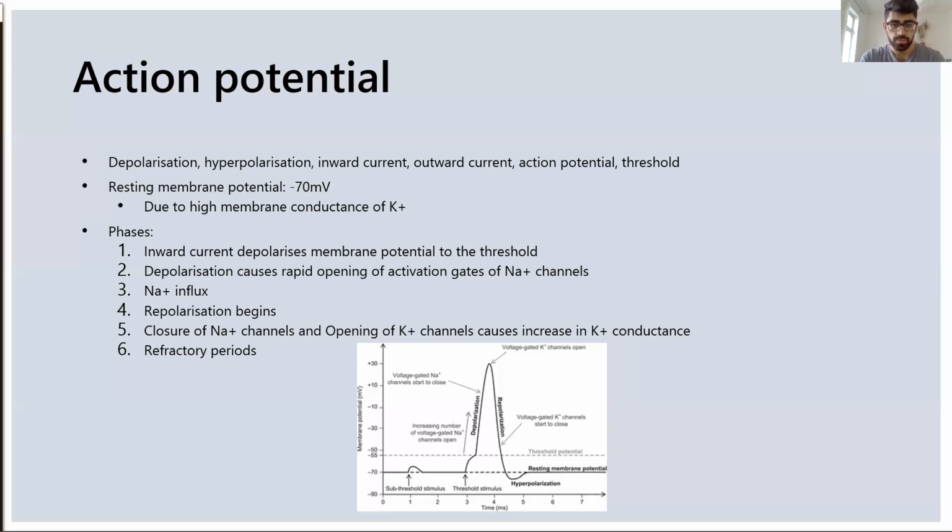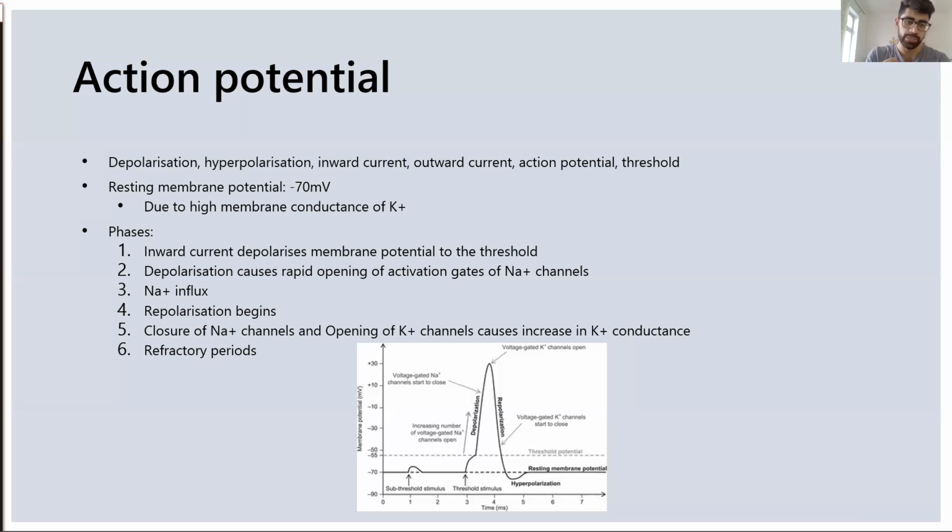So as you can see from this graph, the resting membrane potential is set at minus 70 millivolts. This is our basal level. This means that at this voltage, the cell is able to excite. It's ready to excite.